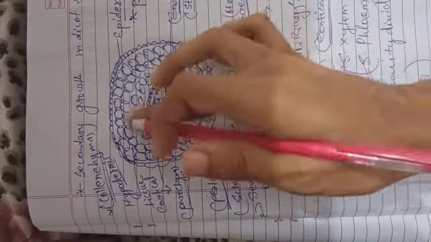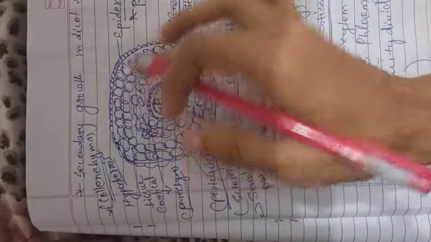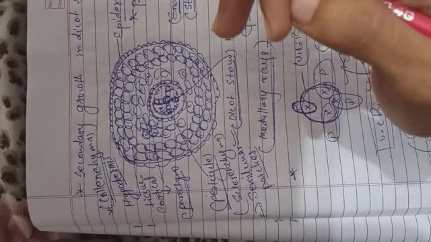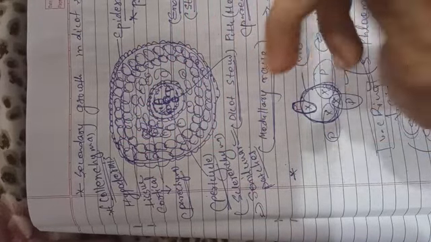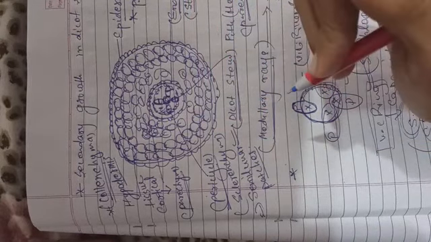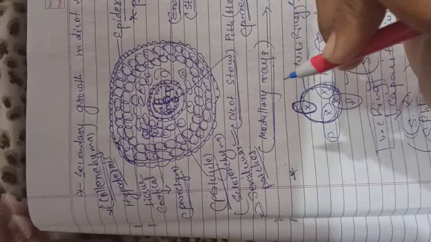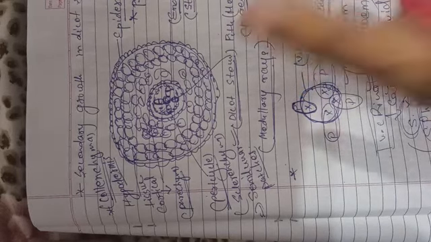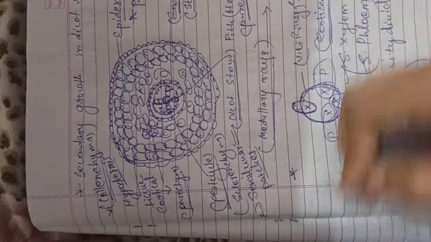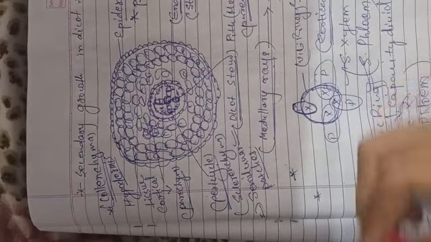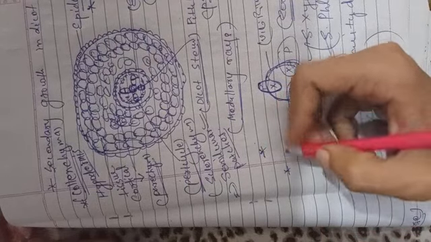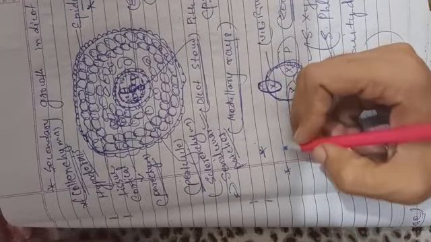On the outer side, it will cut off some cells, and there will be formation of the phellem. Phellem is also known as cork, and on the inner side there will be formation of the secondary cortex, which is also known as phelloderm. Now I am teaching you, let's wait, let's see what is happening here.